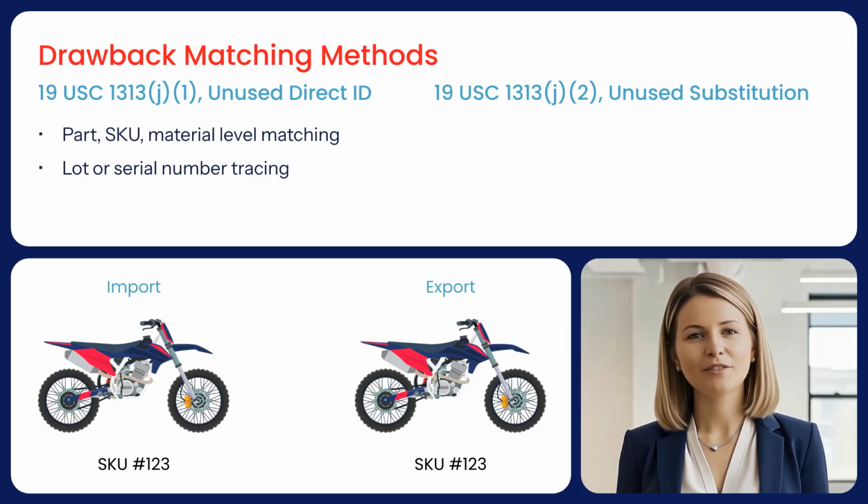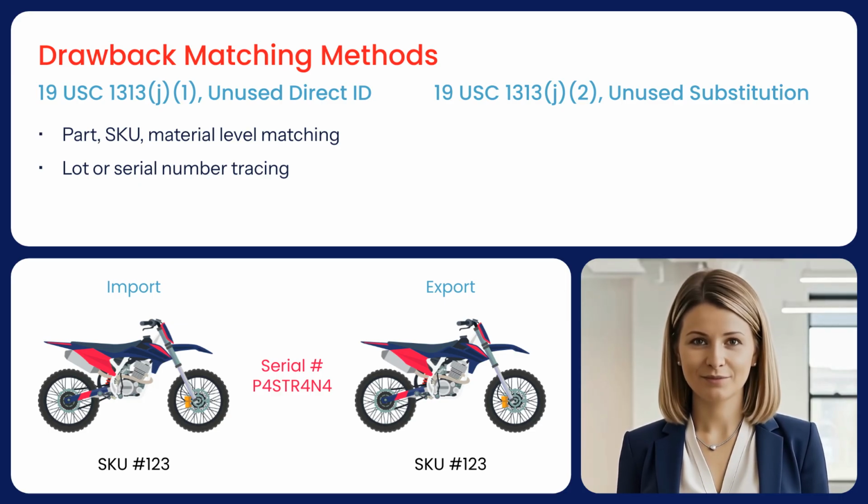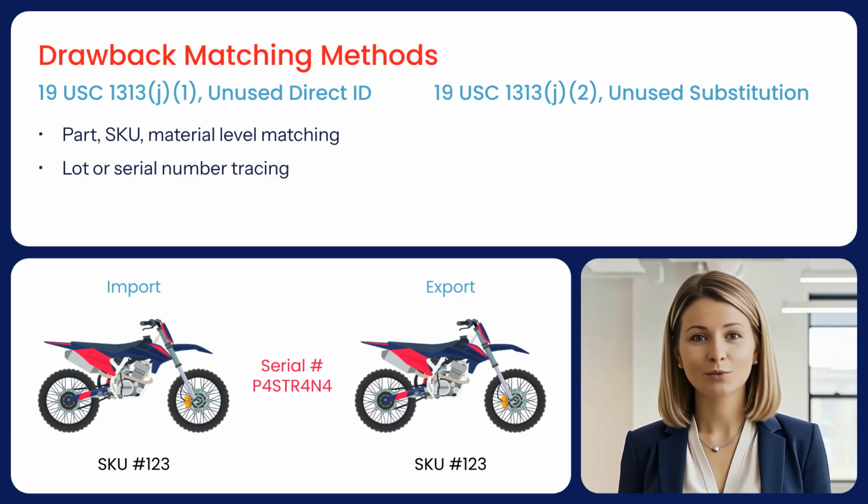For example, a vehicle has a unique serial or VIN number. That number allows the import to be tracked into inventory, shown being withdrawn from inventory, and then exported. The item maintains its identity throughout the process, and that's what we call explicit matching.